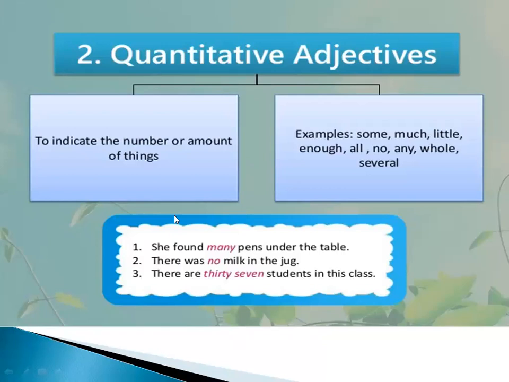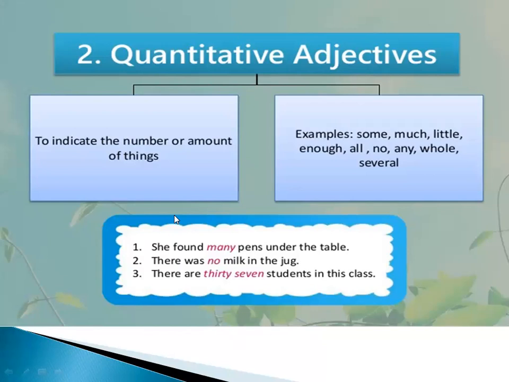Number two, there was no milk in the jug. I told you that no is also a quantity. Okay, it is also a quantity. Zero quantity. I don't have any pen. I have some pen. I have some milk. I have much water. I have little water.